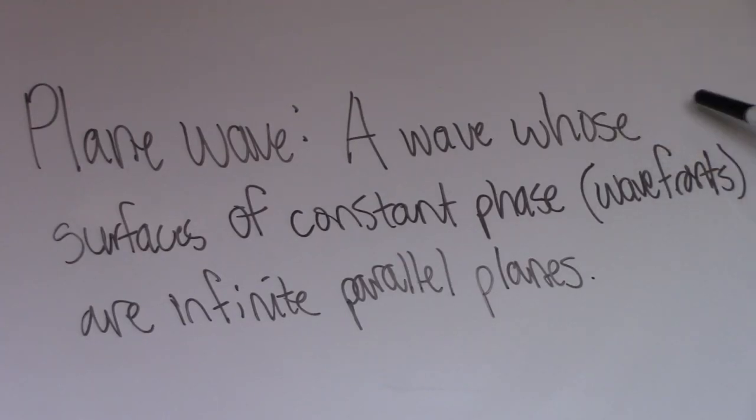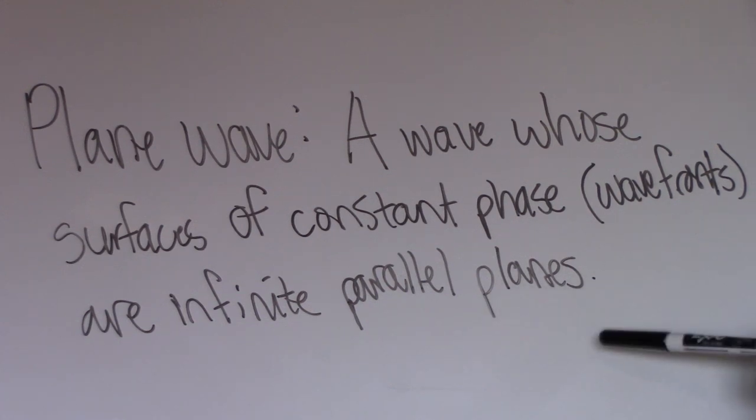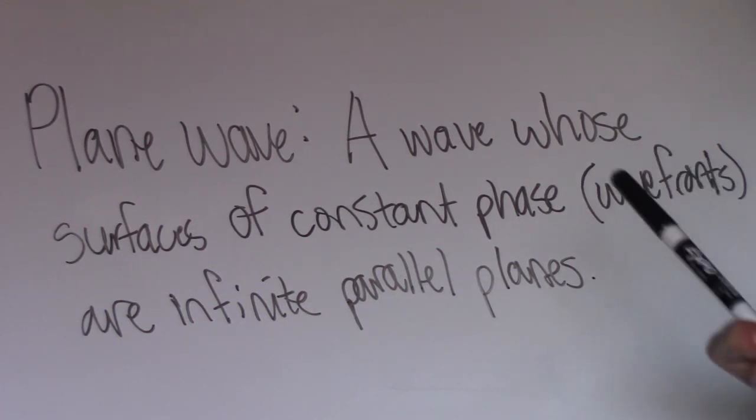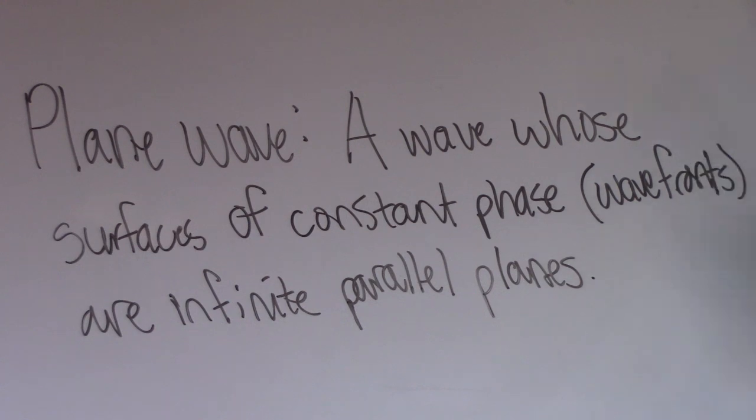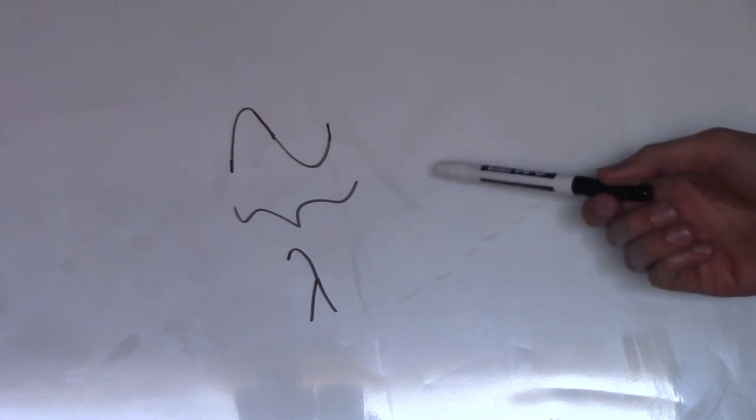A plane wave is a wave whose surfaces of constant phase, or wave fronts, are infinite parallel planes. And of course these waves don't exist, but under our assumption they resemble the electromagnetic radiation locally. And if you don't know what I mean when I say phase, let me try to explain.